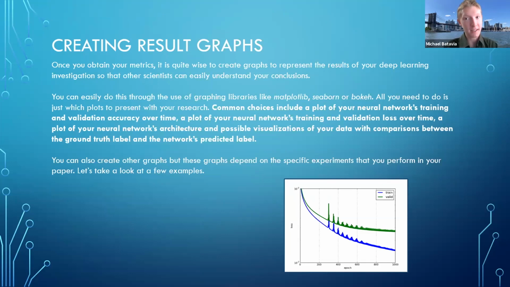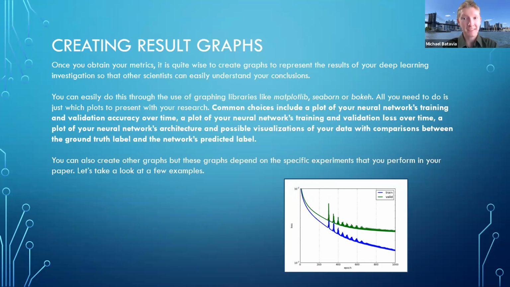In addition to stating that my neural network has 98% validation accuracy, you could also show graphs, because who doesn't like graphs? Every scientist loves graphs. You could easily do this with graphing libraries like Matplotlib, Seaborn, and Bokeh. I like using Matplotlib and Seaborn.